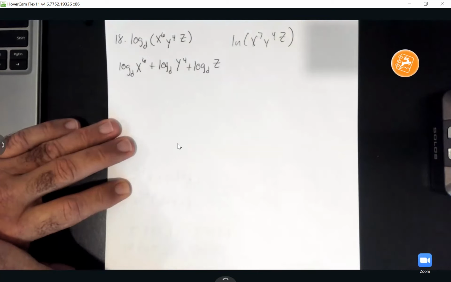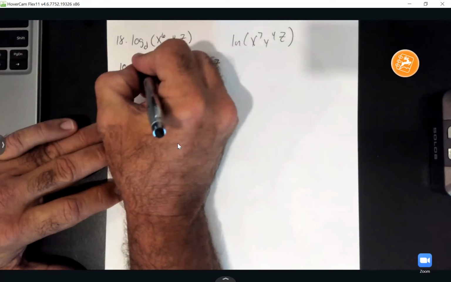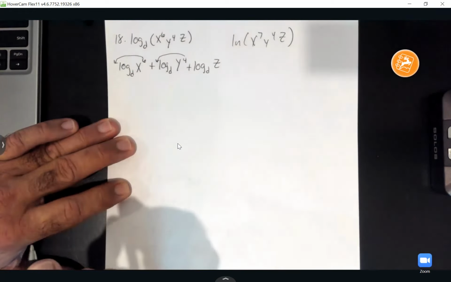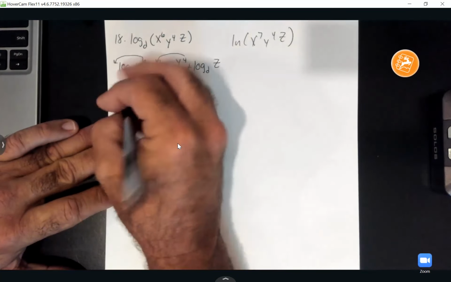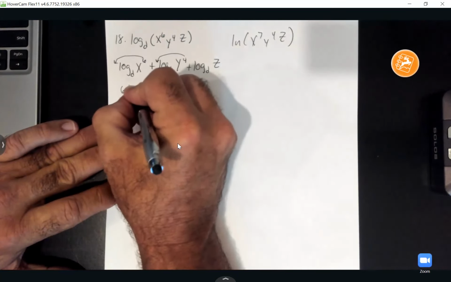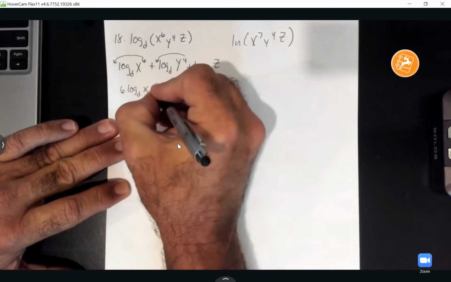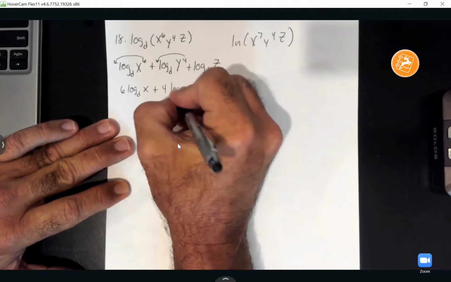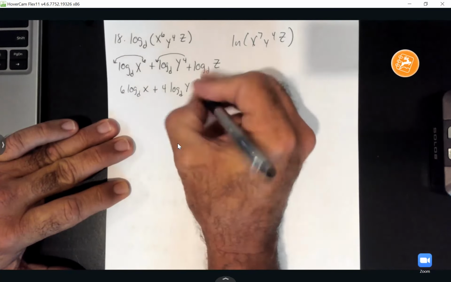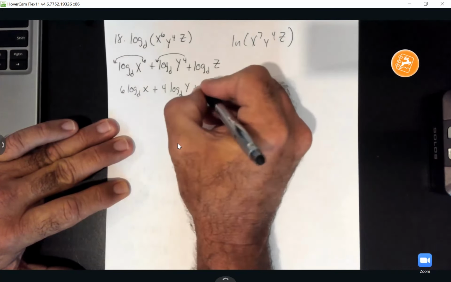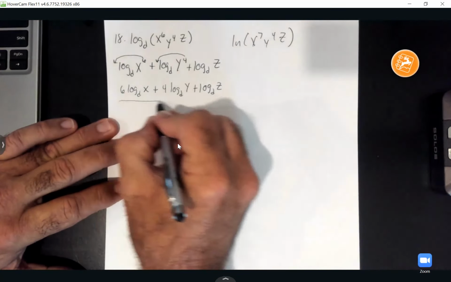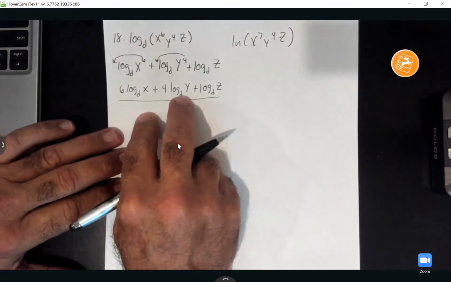Now, at this point, you got to invoke the power rule, which means you got to bring any exponents down to the front of those logs. So I'm going to end up with a 6 log D of x plus this one would give me a 4 log D of y. And then this one stays the same, log D of z. So that's what I'm going to put in for mine.